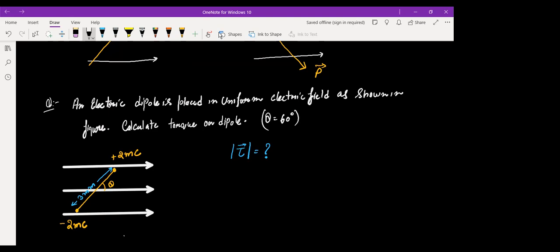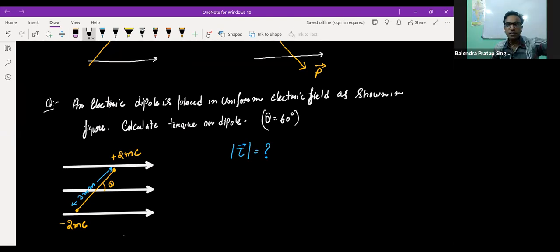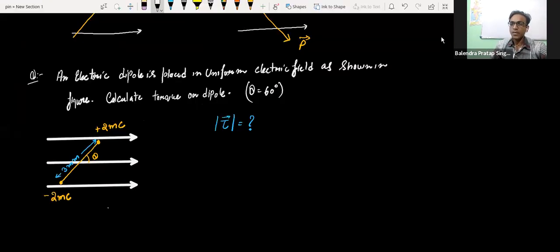Okay. So I'm going to solve this problem. If you have a problem, then tell me. I thought that you guys were solving this problem. Now let me solve this problem. So here, you have to find the torque. The expression of the torque is P cross E. So the magnitude of this torque is PE sine theta.